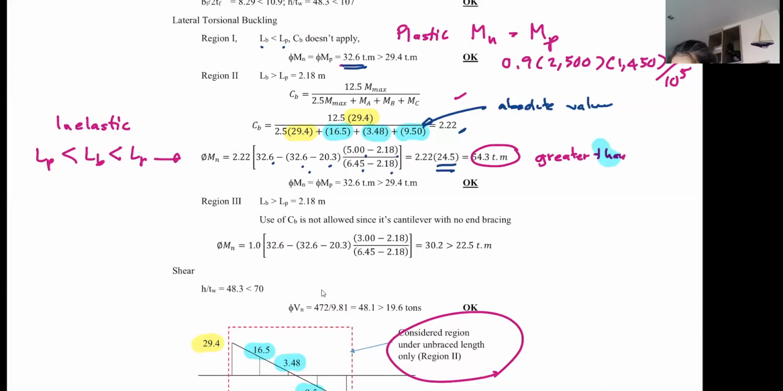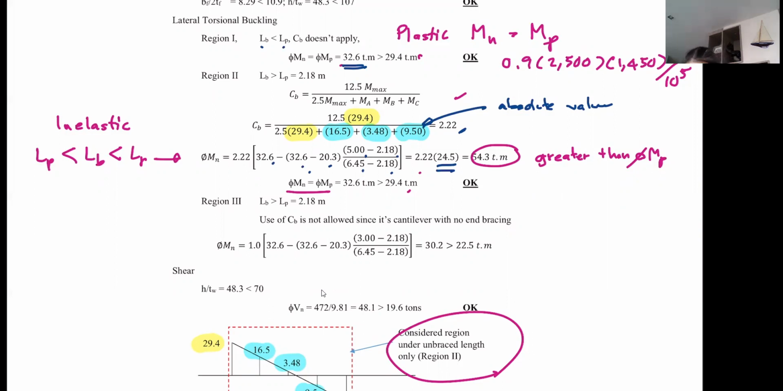Bad handwriting. Oops, that's even worse. Greater than phi MP, because the phi is already included. So you are capped at MP. Therefore, in the end, phi MN is equal to phi MP, 32.6, which is greater than the maximum moment. So we are okay, just like the first region. You see, in the second region, even though the unbraced length is way longer than the first one, CB helps increase the design moment to exactly the same as region 1.